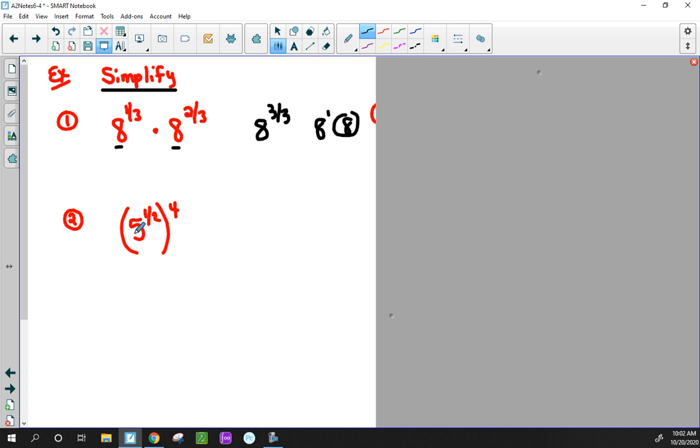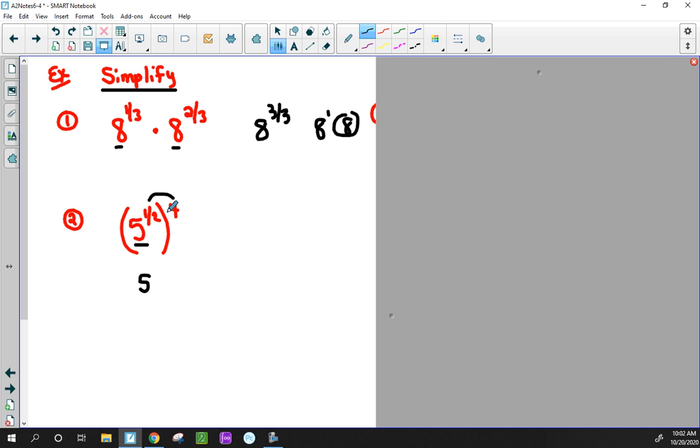Okay, number 2, 5 to the 1/2 raised to the 4th. Well, again, I don't see a variable, but I do have a base. This is the base. I have a power on the base, and then I have another power. This is called the power rule. You are supposed to bring down the base first, and you are to multiply the power on the inside by the power on the outside.